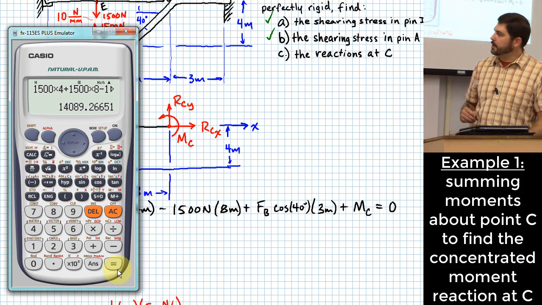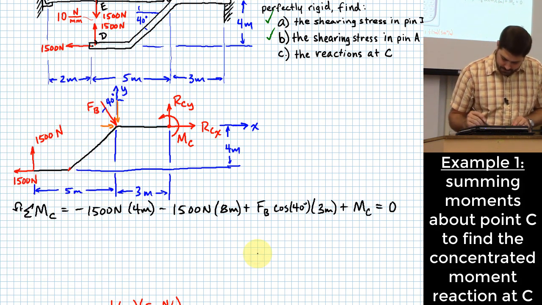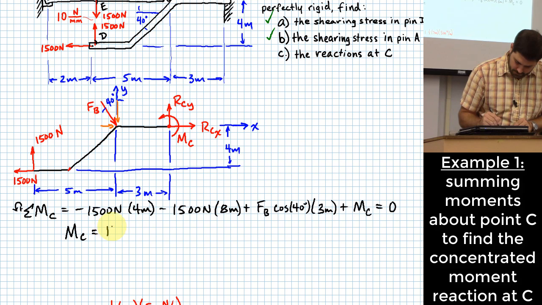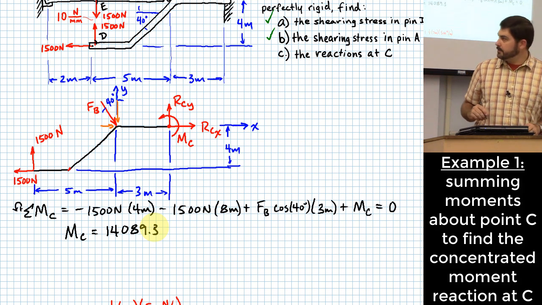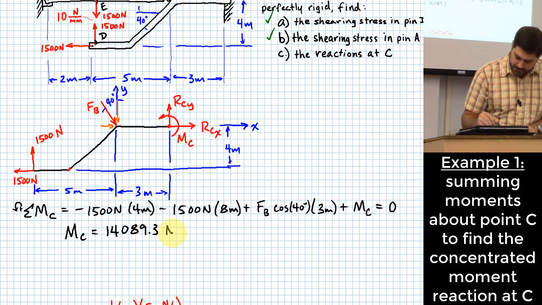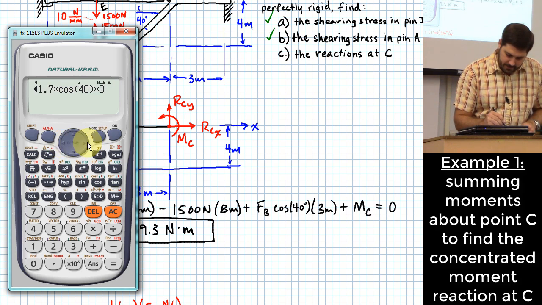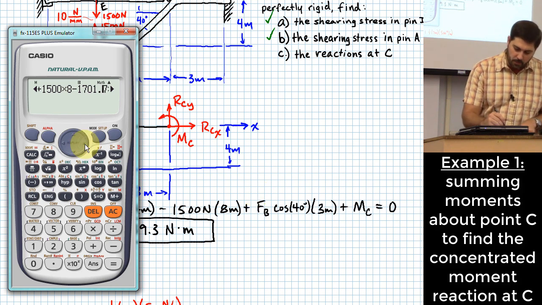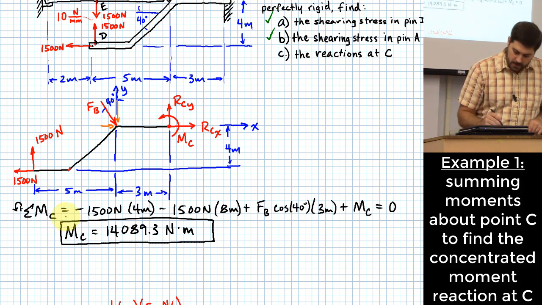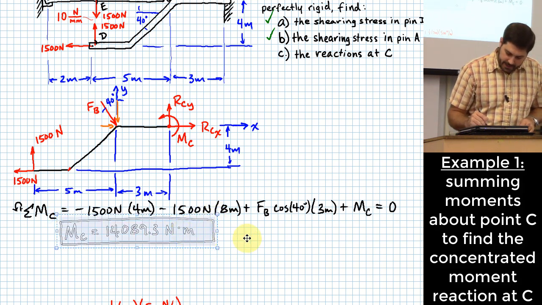So I end up here with 14,089.3. What are my units? Newton meters. Okay. Let me just make sure I got my signs in here correct. Yep, I wanted to make sure I got my negative sign for that 1701. All right. So that's how much of a moment is reacted at point C.